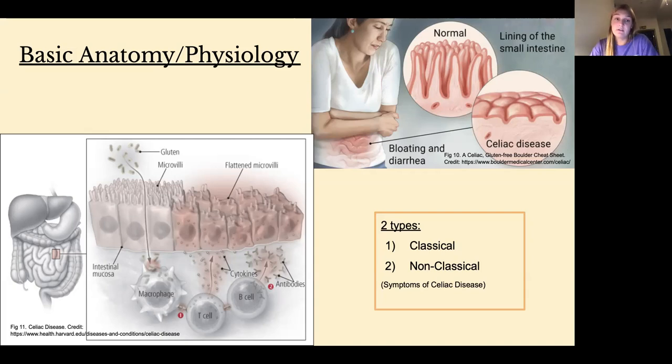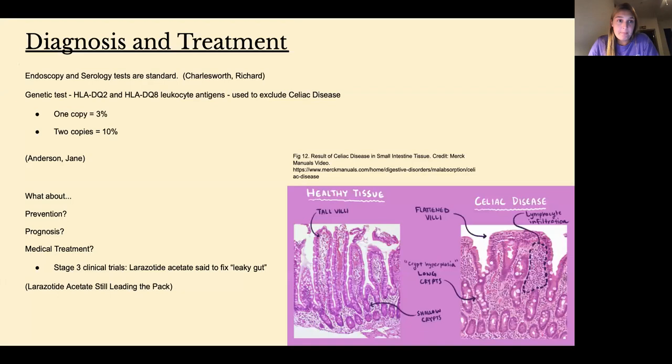There are two types: classical and non-classical celiac. Classical is going to be our normal symptoms that we're going to see, and with non-classical, you'll see a few less of those symptoms. They're still under the celiac category, but they're non-classical.